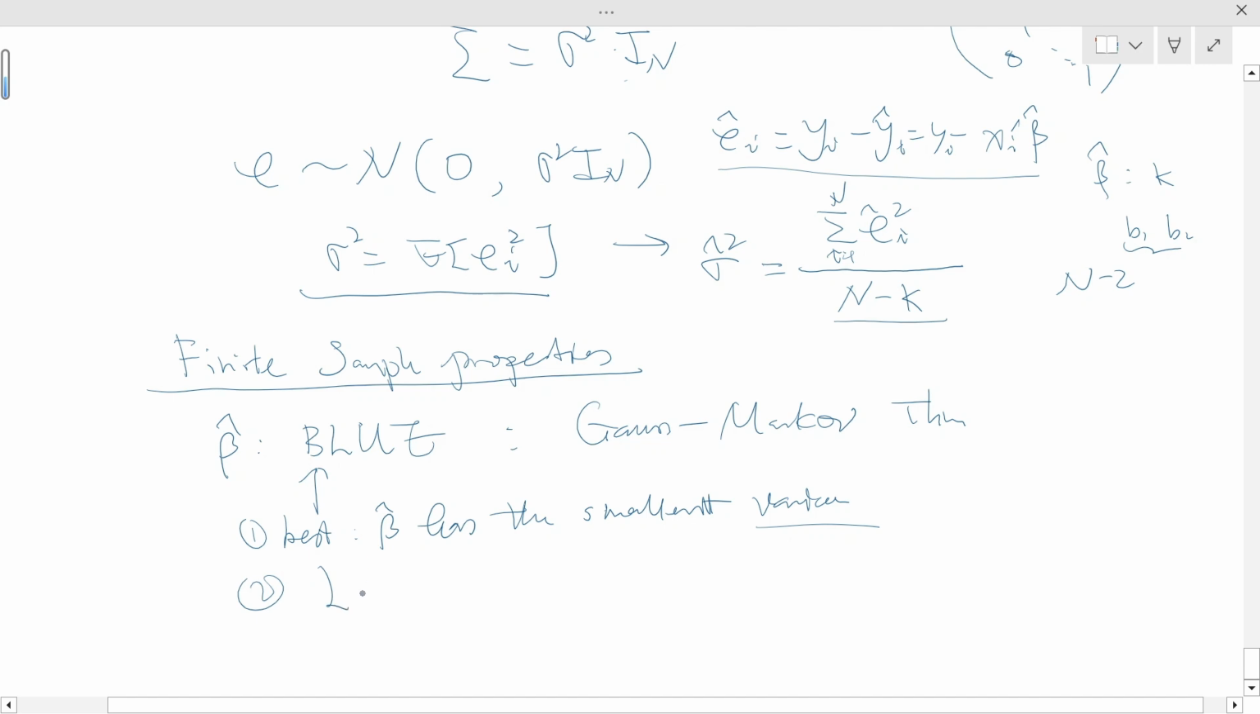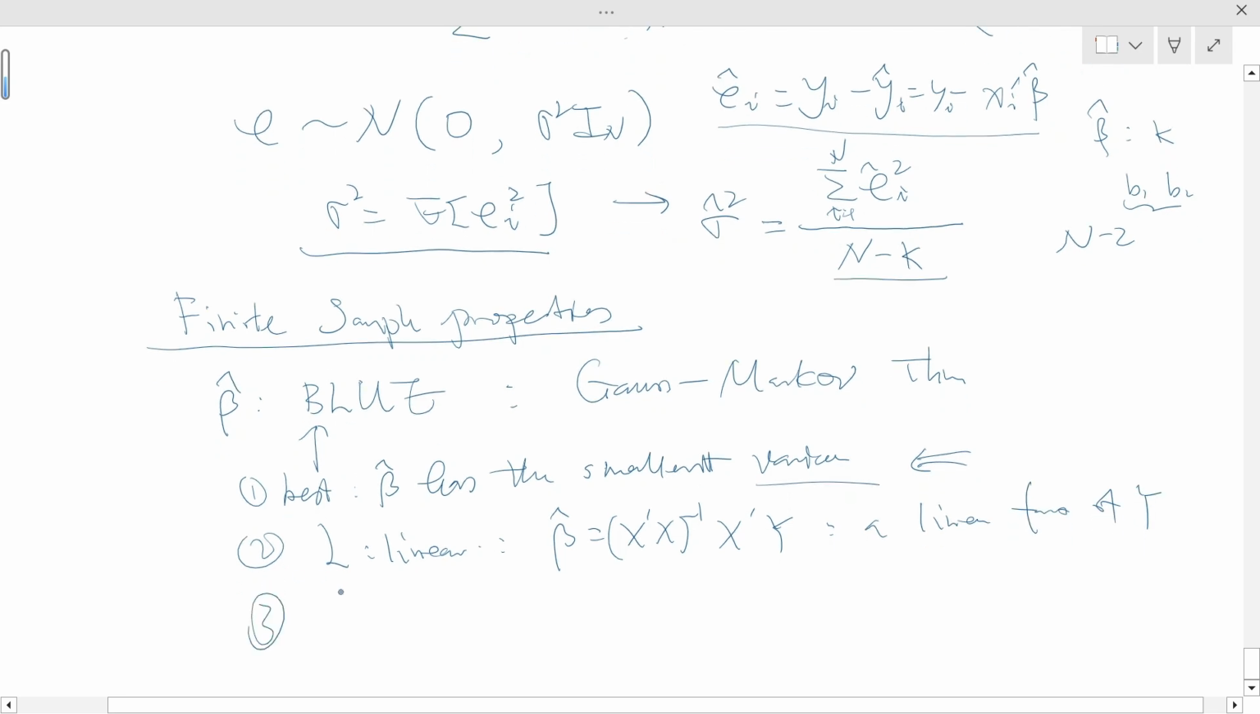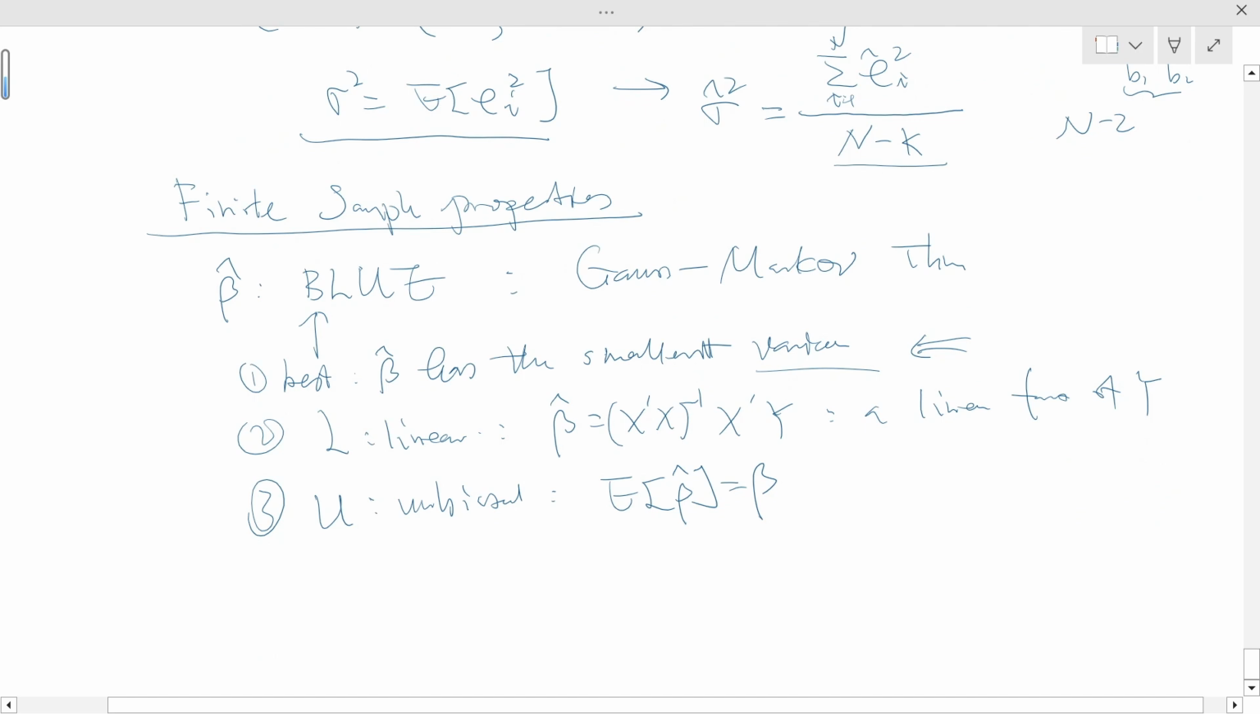L means linear, but we won't prove this. Linear is easy to see because beta hat is (X'X)^-1 X'y. It's a linear function of y. Thirdly, U means unbiased, which means the expected value of beta hat is equal to the true value. Let's show this equality.